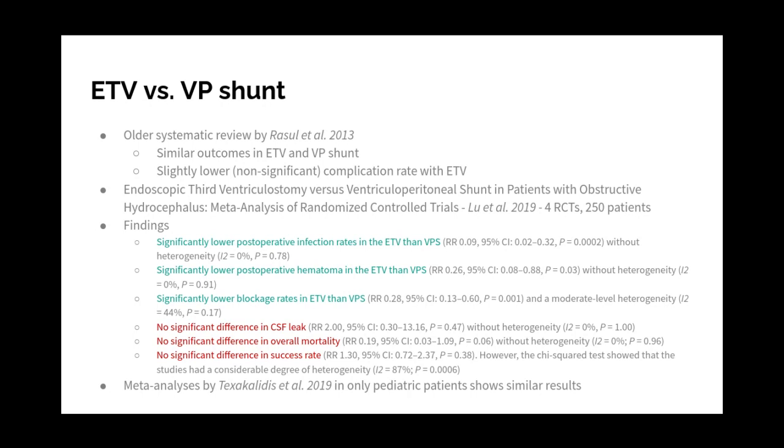And there was really no difference in CSF leak, overall mortality, or the success rate. So certainly an important consideration when we're dealing with patients with obstructive hydrocephalus. And similarly, a meta-analysis done in only the pediatric patient population. The first one I talked about was in all patients. In pediatric patients in particular as well, there seems to be a definitive benefit to ETV. So maybe this is something that should be done a bit more routinely in the appropriate patients that we can discuss with neurosurgery.